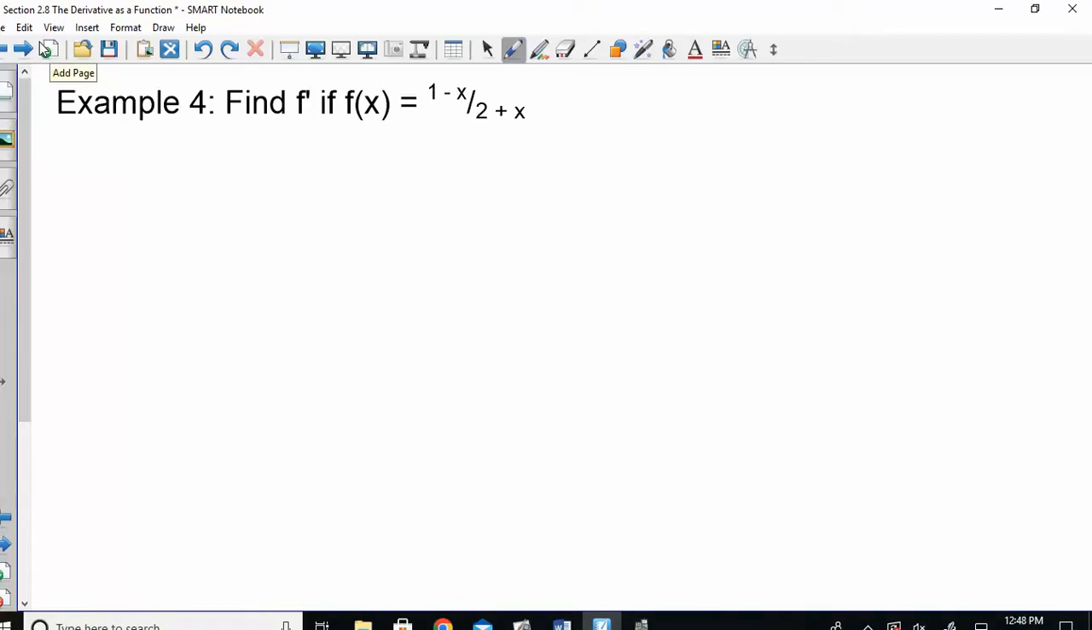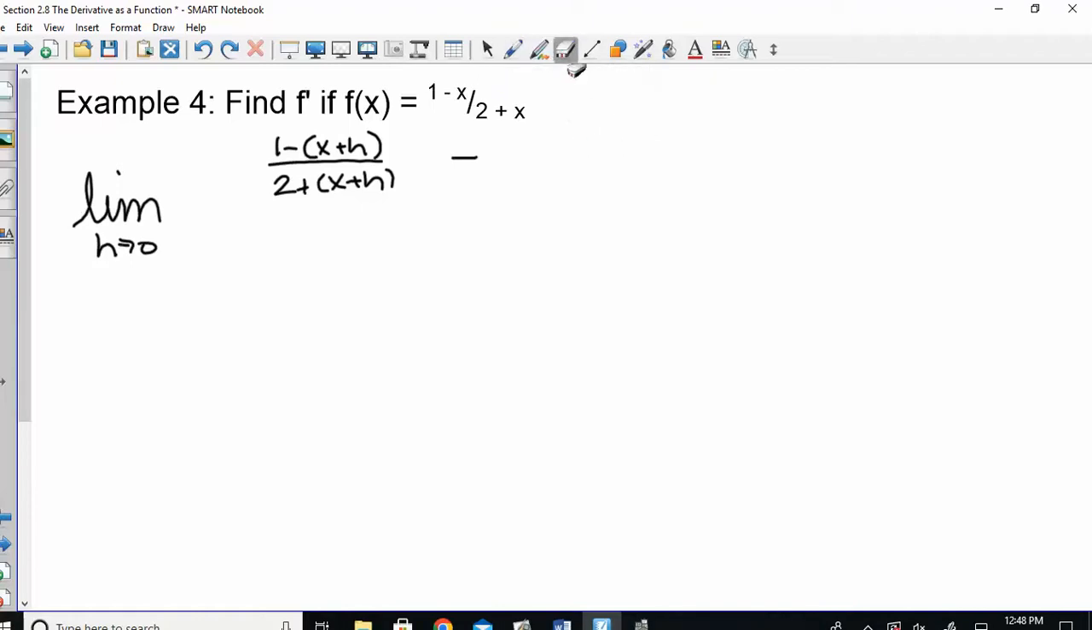Okay, let's take a look at this one. I want the derivative. So, same thing again. Limit as h approaches 0, f of x plus h, so that's 1 minus x plus h over 2 plus x plus h, minus f of x, 1 minus x over 2 plus x, all over h.